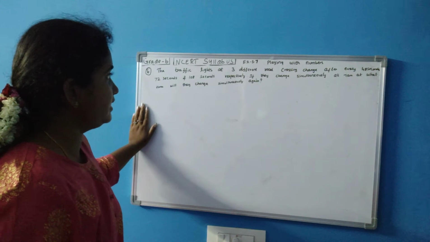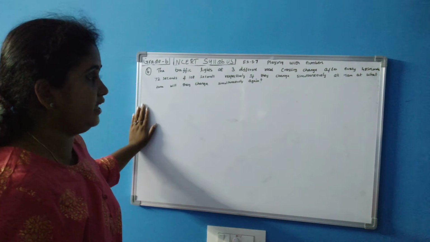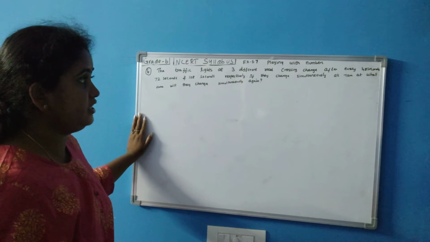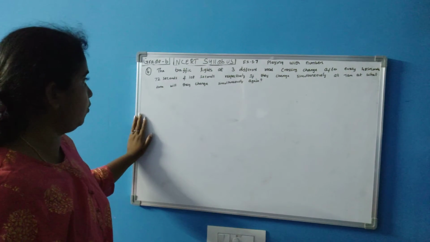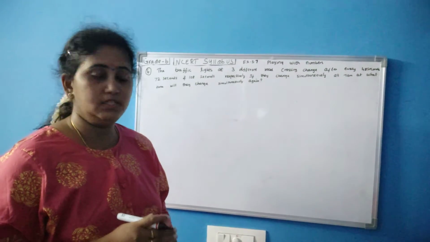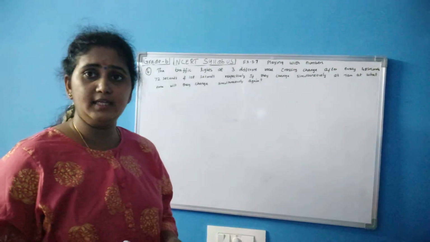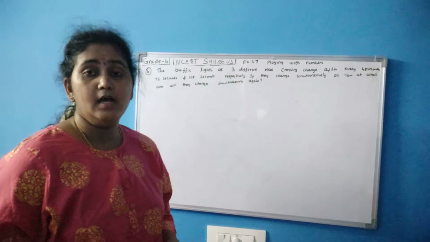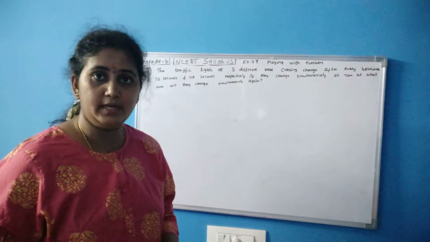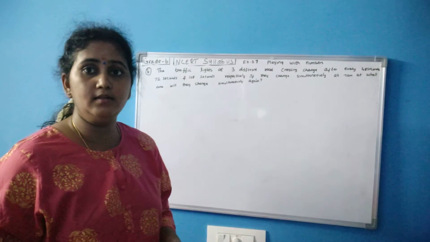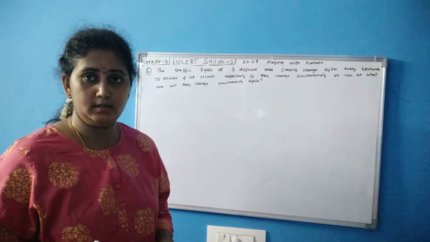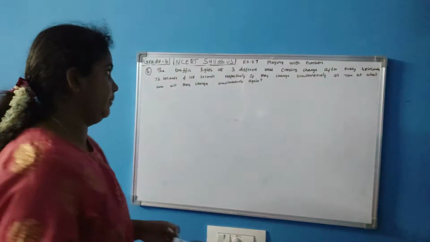The traffic lights at 3 different road crossings change after every 48 seconds, 72 seconds and 108 seconds respectively. If they change simultaneously at 7 am, at what time will they change simultaneously again? So the traffic lights are changing after 48, 72 and 108 seconds. At 7 am, all 3 traffic lights are changing together. They are asking when all 3 will change together again. So come, let's get into the sum.